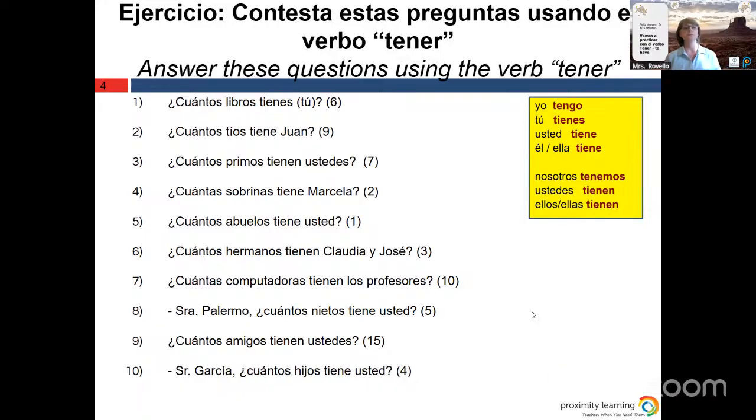Número 2. You're supposed to have 9 of them, Haley. ¿Cuántos tíos tiene Juan? Right? See the number 9 in parentheses? I chose 2. Mm-hmm. Juan tiene 9 tíos. Muy bien, muy bien, muy bien. Juan tiene 9 tíos. Right, he's got 9 of them. That's a big family, right?